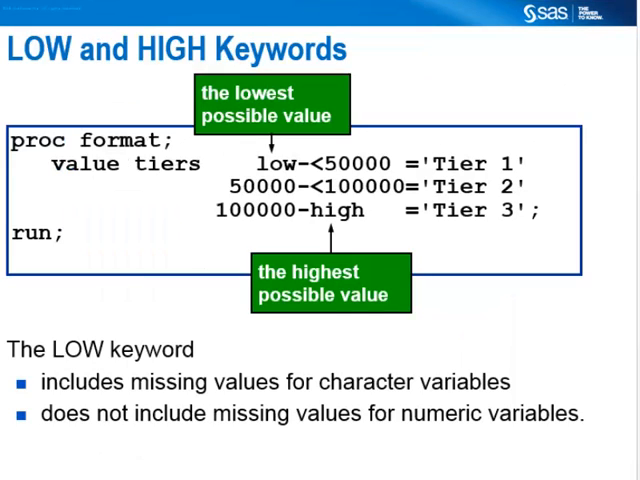Low and high keyword. So here we have used proc format value. In this program, we have used the lowest possible value as low, because if we are not aware what the lowest value is, we use the keyword low. We also do not know what the highest value is for the salary. So here we do not know the range of the highest value for a particular format, so we gave the keyword high. The low keyword includes missing values for character variables, and it does not include missing values for a numeric variable.